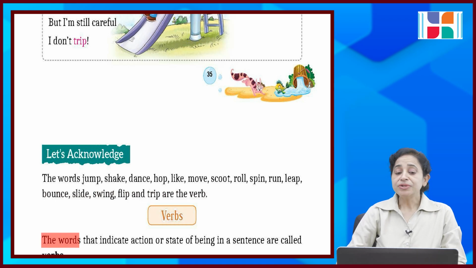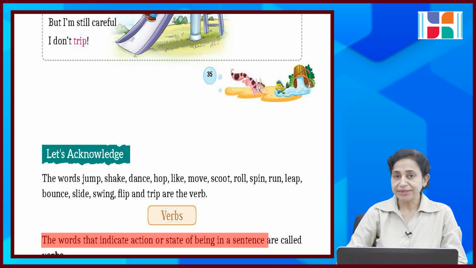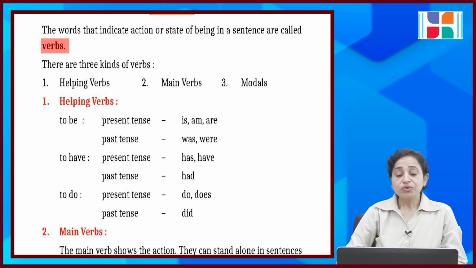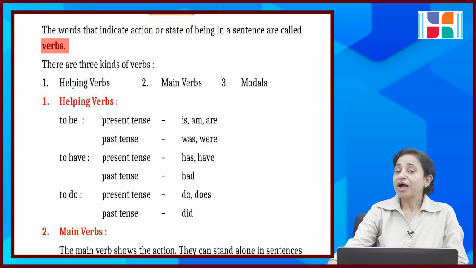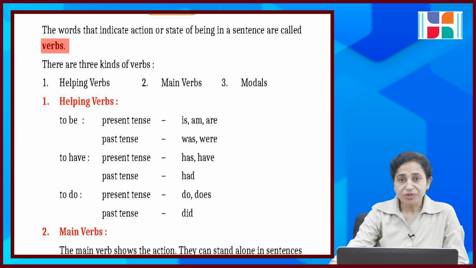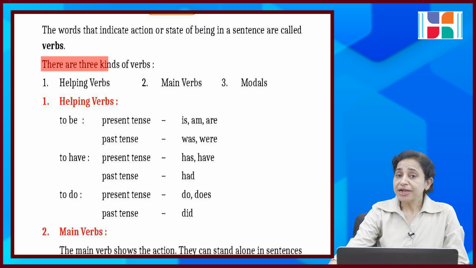Verbs, the words that indicate action or state of being in a sentence are called verbs. So जो किसी काम के होने का पता लगाते हैं वो verbs होती हैं. How many kinds of verbs are there बच्चों? There are 3 kinds of verbs: helping verbs, main verbs and modals.